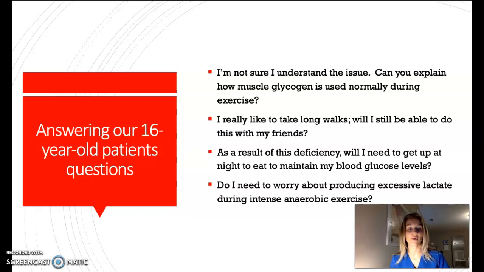And then finally, my patient's last question is, do I need to worry about producing excessive lactic acid during intense anaerobic exercise? And I responded by saying, lactic acid production should not be a concern for you with your new diagnosis. Traditionally, diagnosis of GSD5 was based on a patient's inability to produce lactic acid during a forearm exercise test.